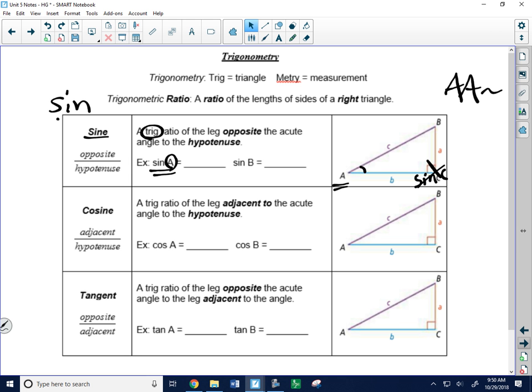Right, never going to do that. So what this means is write down the ratio. Go to A. All right, we're right here. Write the ratio that is sine. Now, here's what I like to do. I like to label the sides.